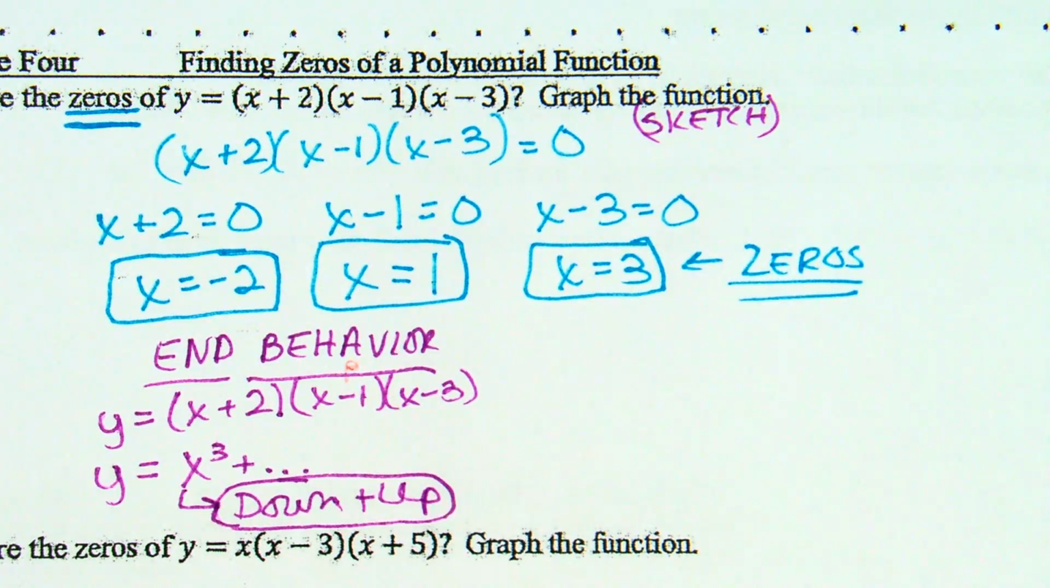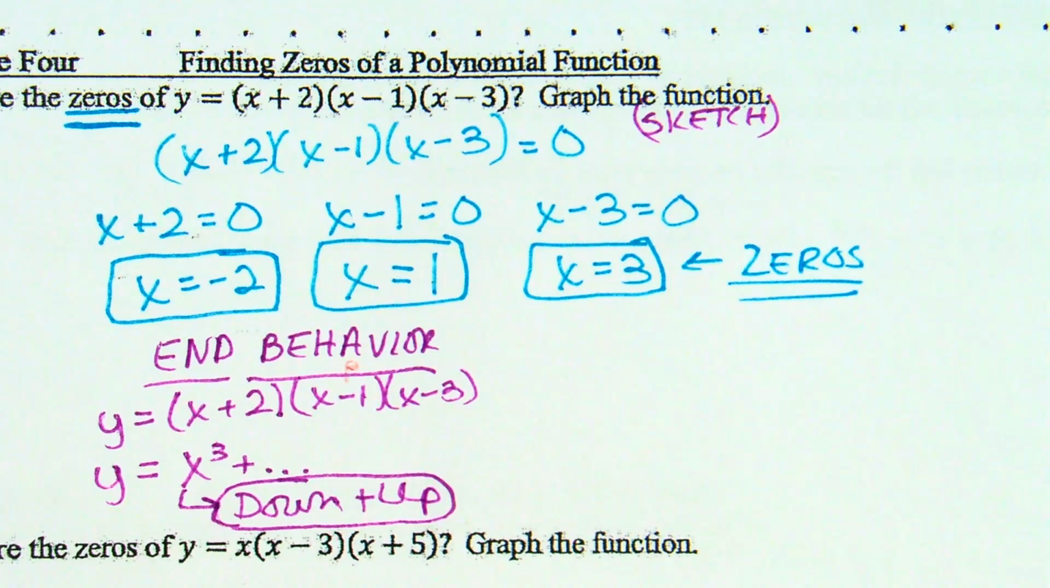Do you remember what I talked about with turning points on Friday? That you can either have 0 or 2. If it's x to the third, we can have at most 1 less than that, so 2. Do you expect to see turning points here? No.